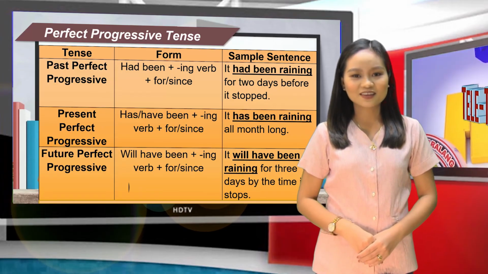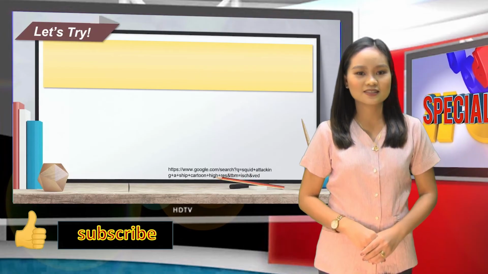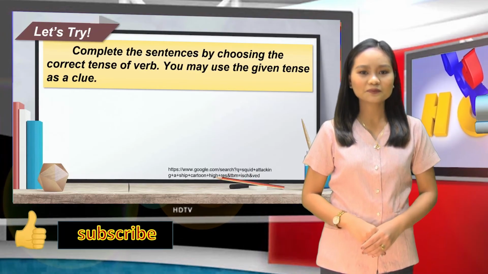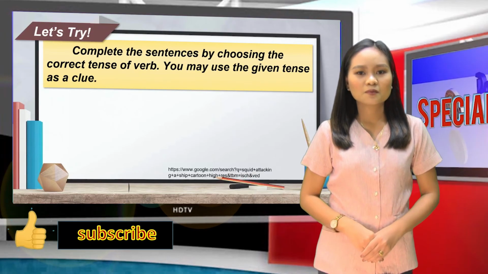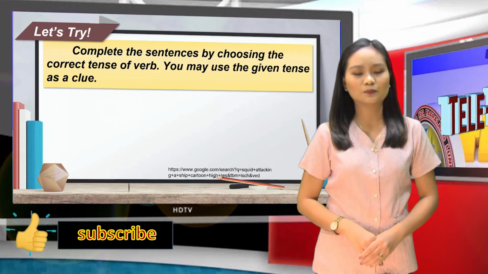Now that you already have knowledge on the tenses of verb, let us answer this exercise. Direction. Complete the sentences by choosing the correct tense of verb. You may use the given tense as a clue.